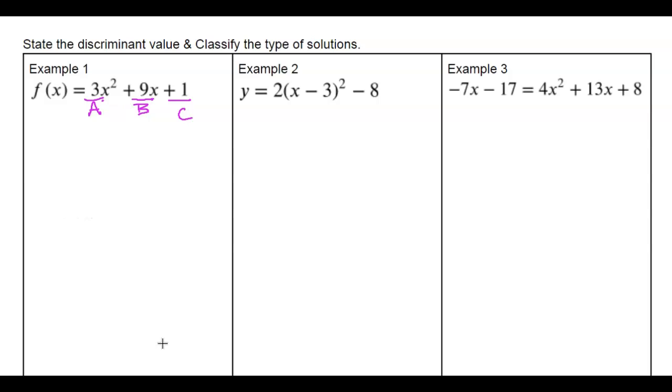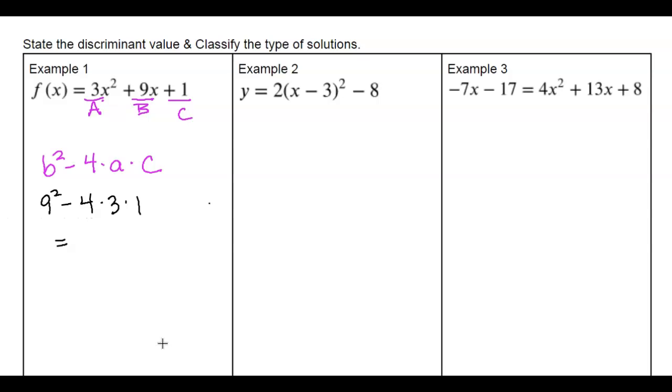So this says state the discriminant value and classify the types of solutions. Notice how I don't say find the solutions. So we get b squared minus 4 times a times c. So b is 9 times a times c. Now, I do want to see this on your student practice, but once you have the formula written, you can really just type that into a calculator.